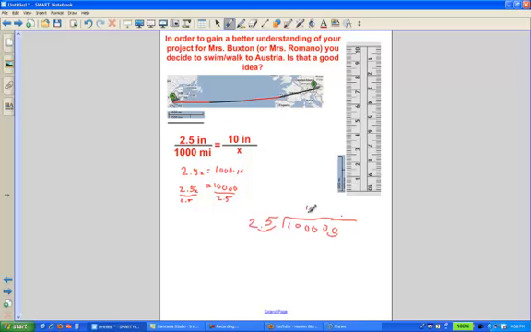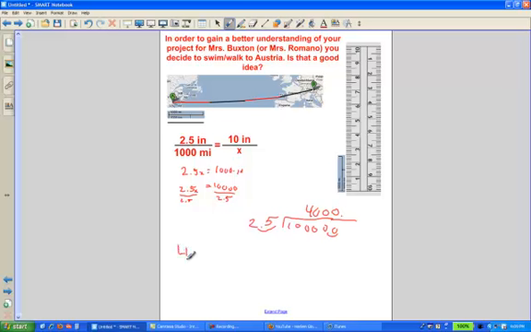25 goes into 100 4 times, and then it's gonna go into 0, 0 times. Looks like 4,000. So we would have to swim and walk 4,000 miles.